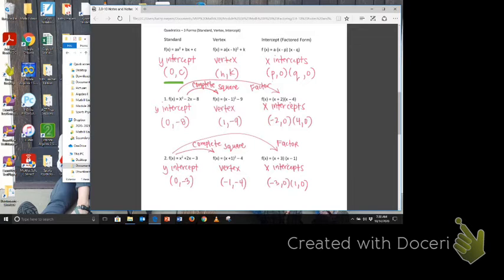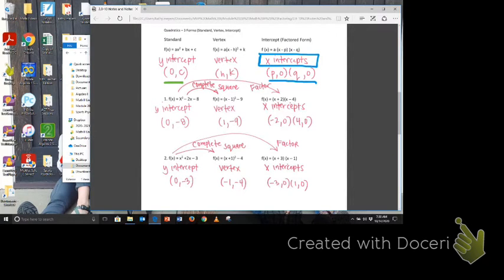Next, the factored form. The factors, if you set factors equal to 0, then they give you the x-intercepts. So intercept form gives you x-intercepts. Right here, x-intercepts.